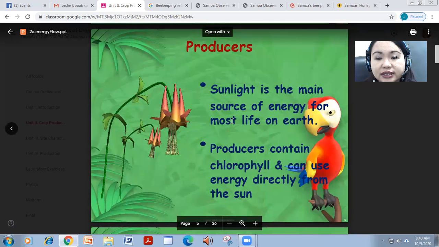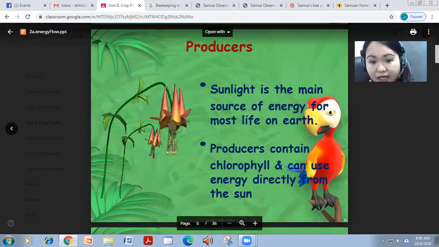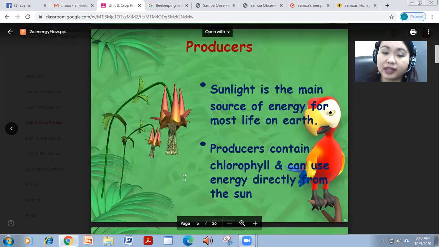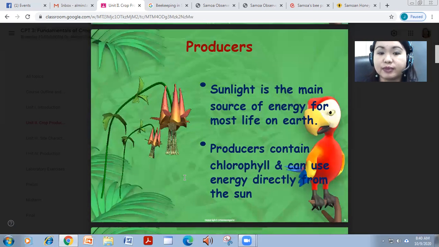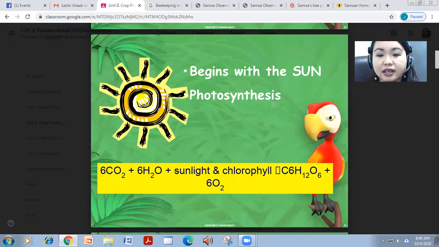So producers, where sunlight is the main source of energy for most life on earth. Producers contain chlorophyll and can use energy directly from the sun. Because we don't have chlorophyll, animals cannot do that. So plants do that for us because they contain chlorophyll, which can collect energy directly from the sun. And it begins with sun photosynthesis. So it is called photosynthesis.